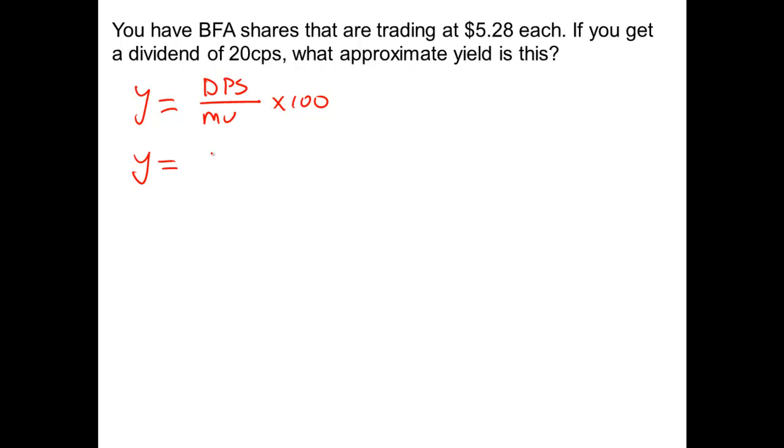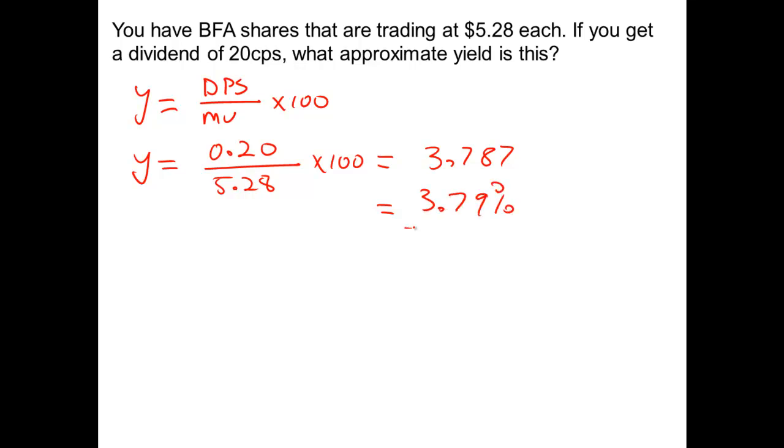So it's a short version. For our yield, you've got to make sure the dividend per share is in a decimal like that. Market value is $5.28 times by 100. And when you solve all that out, you end up with 3.787, which would be 3.79%. That's an approximate yield because it doesn't take into account the costs and fees and charges when you actually buy the shares, but that's pretty good, so I can tell you what that is.